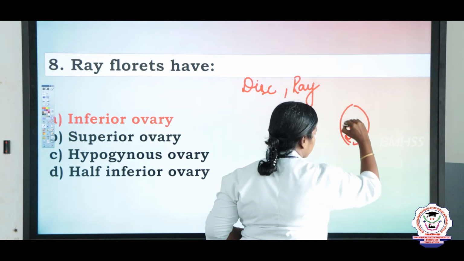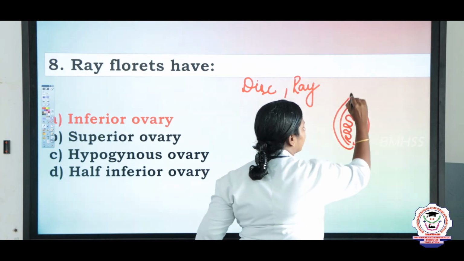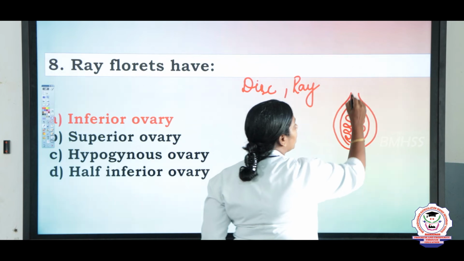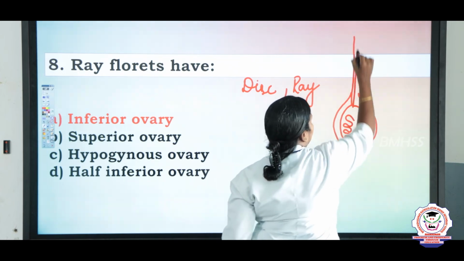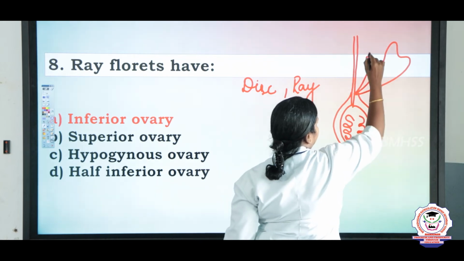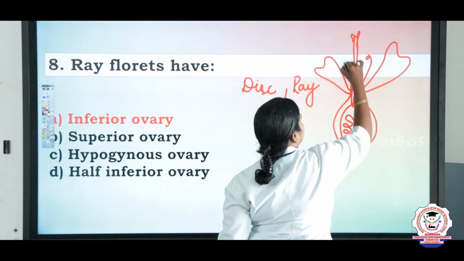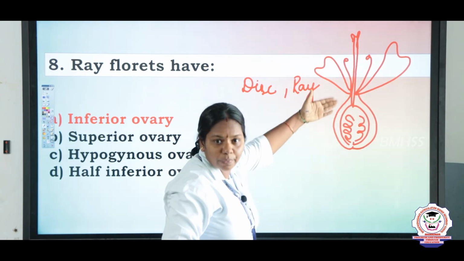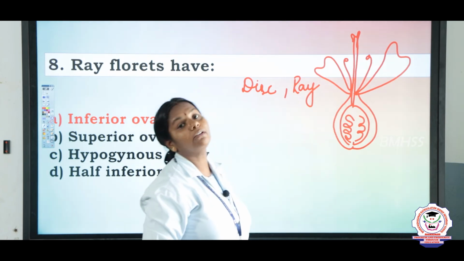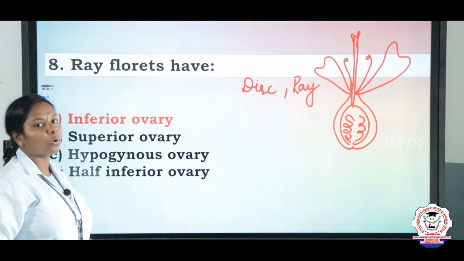Ovaries. The ovaries are enclosed by the thalamus completely, and all the floral parts, that is the corolla, stamens, everything, arise above the ovary. So, it is an epigynous flower, but the ovary is inferior. So, ray florets have inferior ovary.